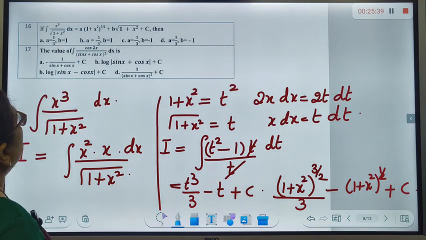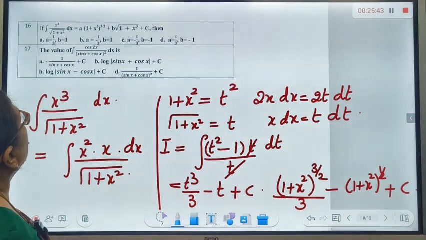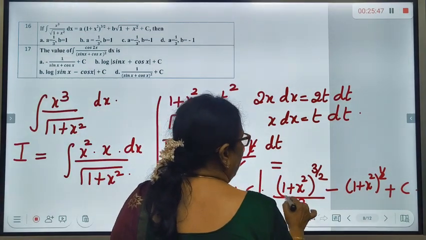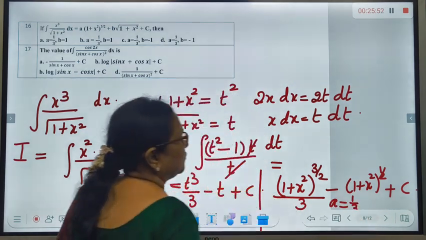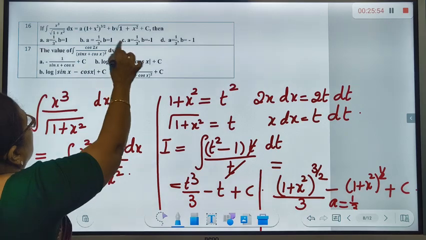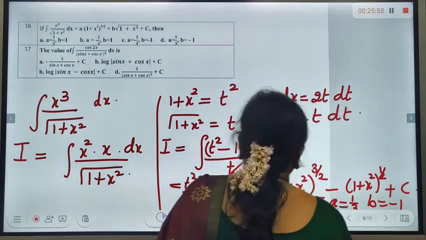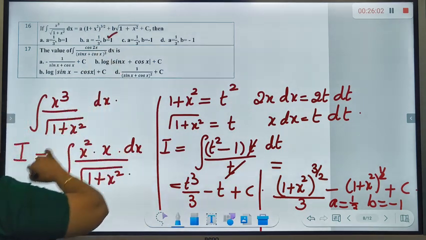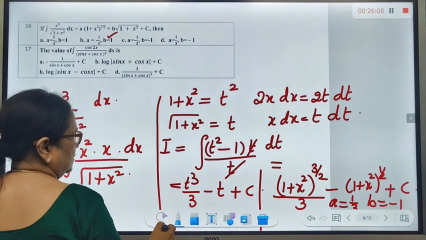Now, what is the value of a? a is the coefficient of 1 plus x square to the power 3 by 2. So, a is 1 by 3. B is the coefficient of root of 1 plus x square, which is minus 1. So, a is 1 by 3 and b equal to minus 1. So, this is the correct answer. Are you able to follow? Let's look at the next question.